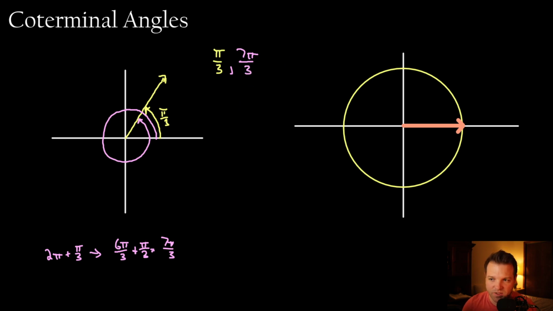Let's go the opposite direction. And then we're going to use the calculator to help us out after that. So the opposite direction, I'm going to start at the initial side. And now I'm going to go around in a negative manner to get to the same pi over 3.